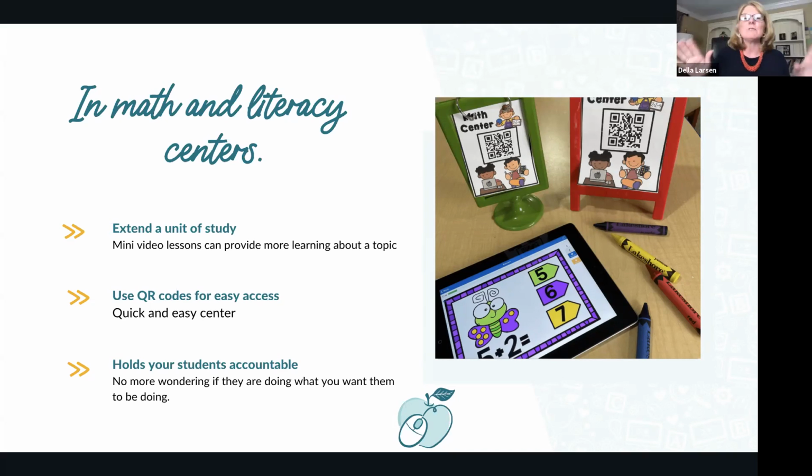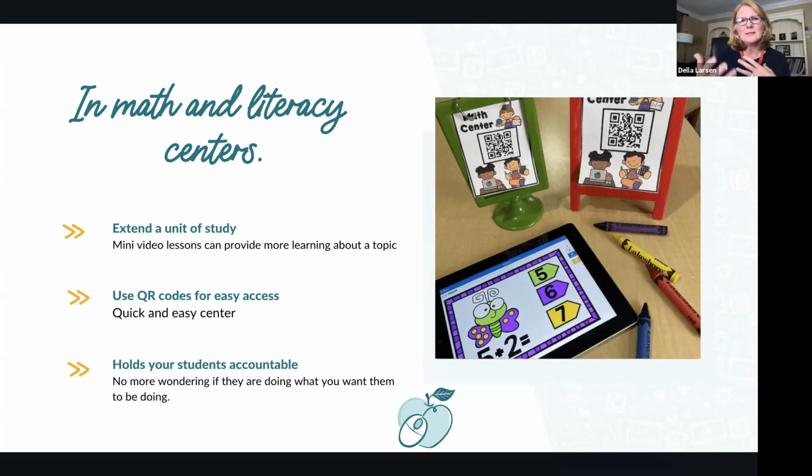There are Boom Cards literally on every topic for every level. If you used a life cycle of the pumpkin Boom deck, I'm just referring to my own, not only are they getting a mini lesson about the life cycle of the pumpkin, they're getting comprehension and vocabulary about it. So you can really extend that in a center, and it makes that unit of study so much more powerful, whether it's about pumpkins or owls or wolves or salmon or whatever you're studying. I guarantee there's a Boom deck on it in the library, in the store.